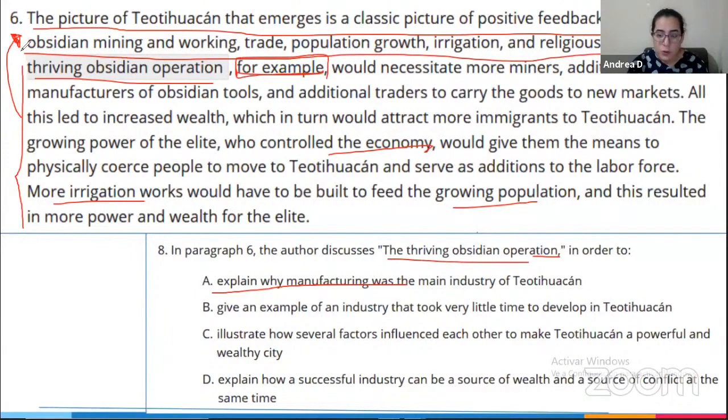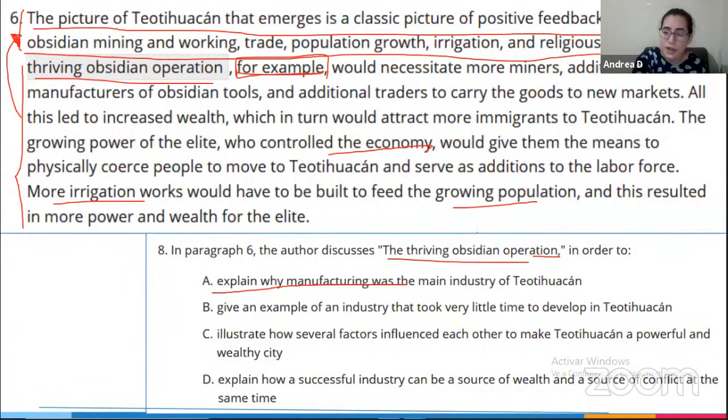Look at the first sentence again. If I say something like, Bolivia has a lot of talented people, and then I say something like, I don't know, Rodrigo Ramirez, for example, is a famous singer, you know? So Rodrigo Ramirez, for example, is an example of the first thing that I'm saying, right? That Bolivia has a lot of talented people. So it's pretty much the same thing here. For example, this thriving obsidian operation is an example of the first thing that the author said, right? That the picture of Teotihuacan is a classic picture of positive feedback. That's it, and that's your answer, guys.